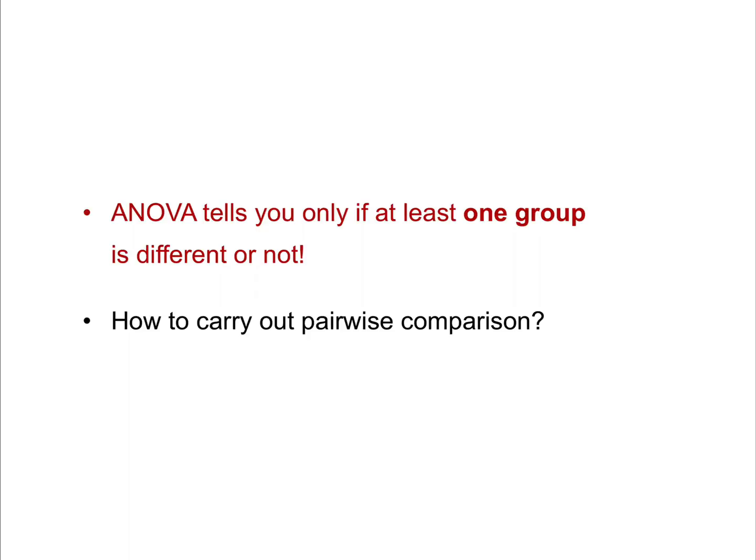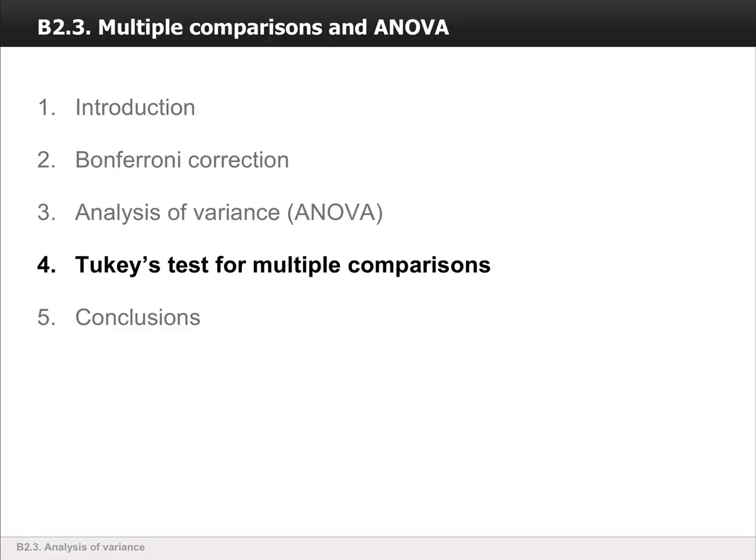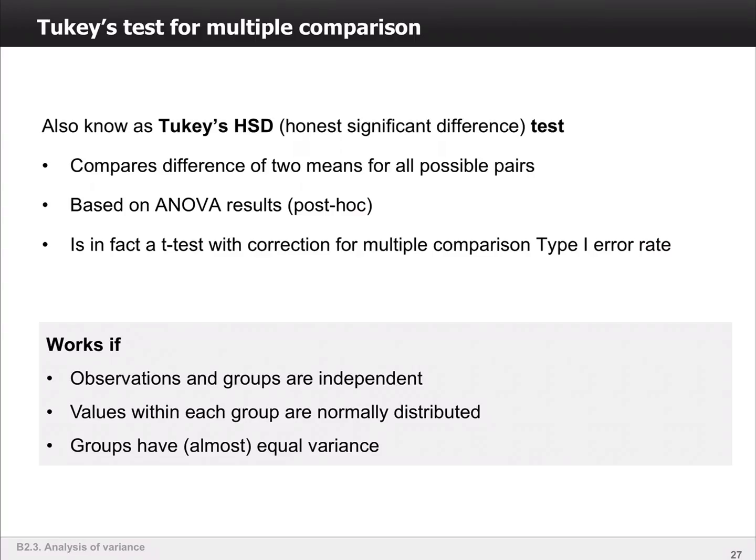Of course, we can still use a pairwise t-test with Bonferroni correction, but in this case, we actually have a better option, which is called Tukey's test for multiple comparisons. Well, first of all, Tukey's test has several names. It can be Tukey's test for multiple comparison, Tukey's honest significant difference test, or just Tukey's test. Tukey is the name of a statistician, so don't mix it up with Turkey, as many students do.